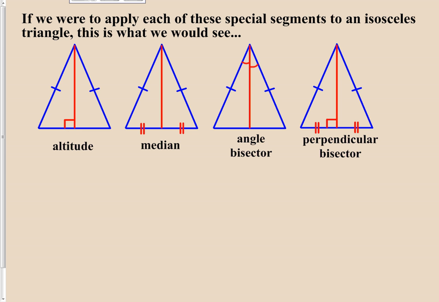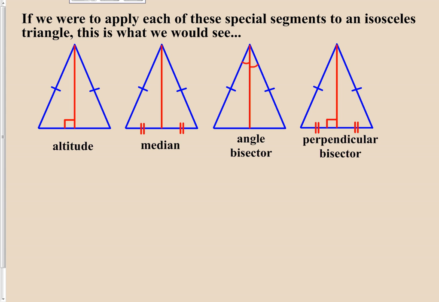Okay, now, if you were to apply each of these four terms that we just discussed to an isosceles triangle, here is what they would look like. Okay, so you're probably going to need to press pause on the video to get these guys copied down.